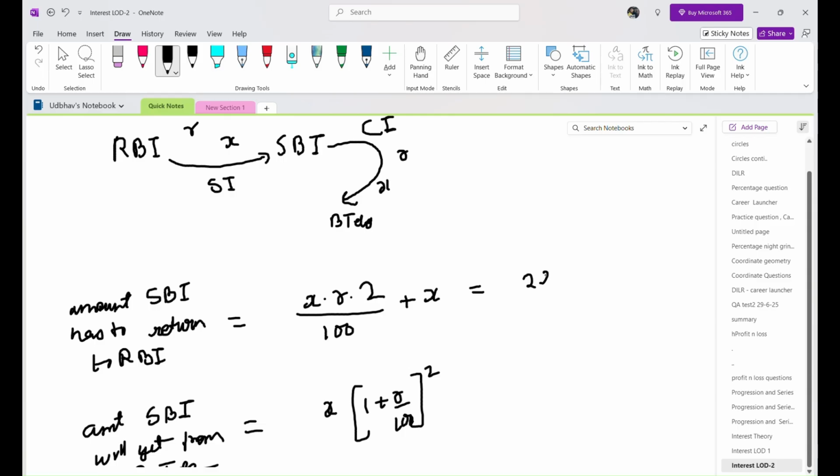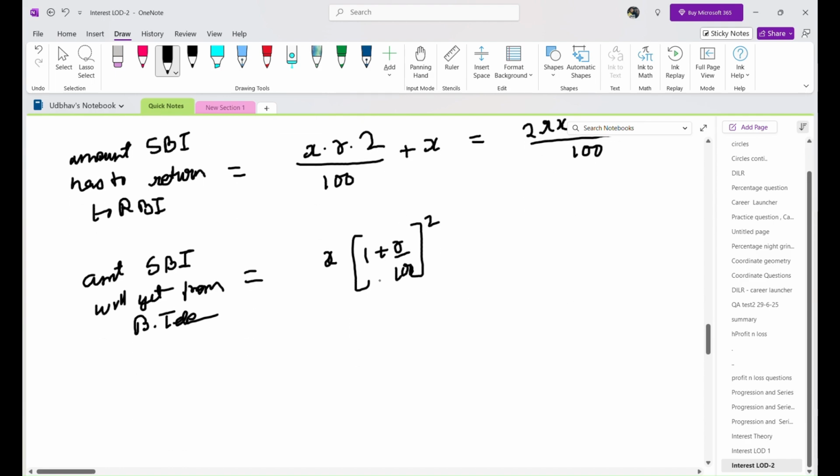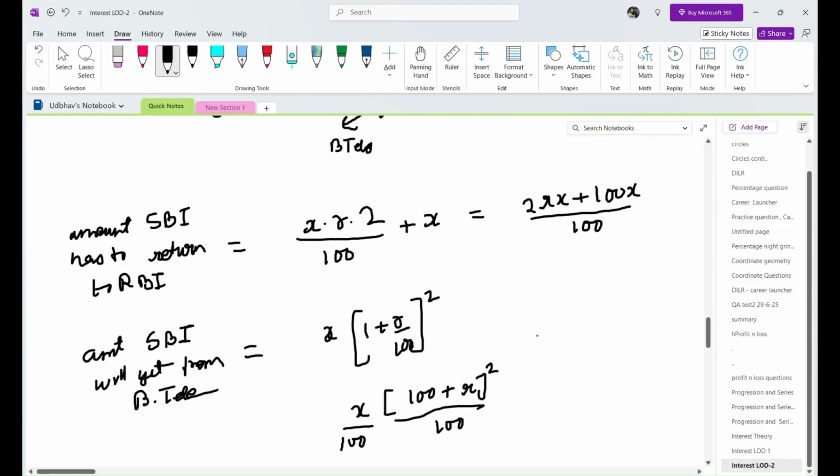2rx plus 100x upon 100, and here we can write it as x upon 100 plus r square upon 100. We can take x common here. 2r plus 100 upon 100.